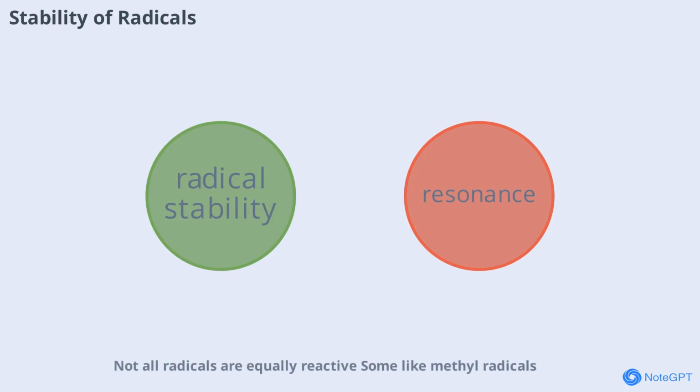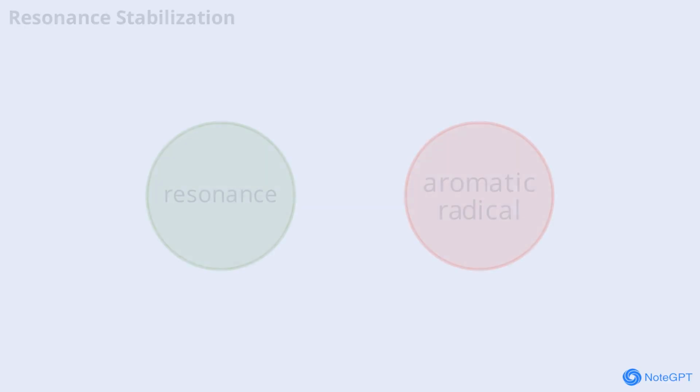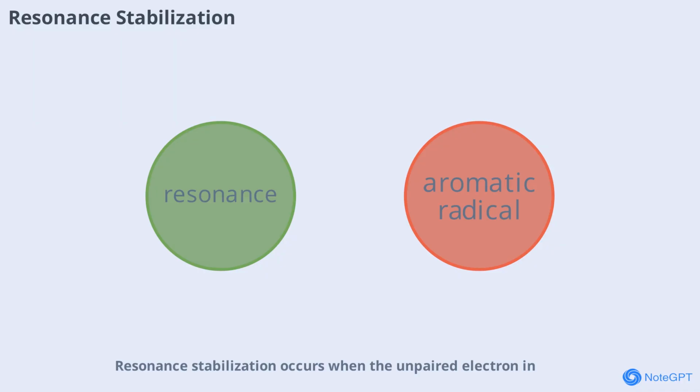Not all radicals are equally reactive. Some, like methyl radicals, are highly unstable, while others, such as the benzyl radical, are stabilized by resonance. The stability of a radical depends on its structure and the presence of stabilizing groups. This affects how long a radical exists and how it reacts. Resonance stabilization occurs when the unpaired electron in a radical can be delocalized over several atoms.